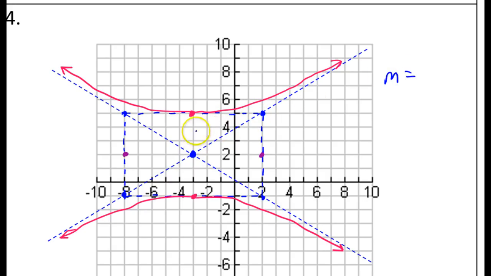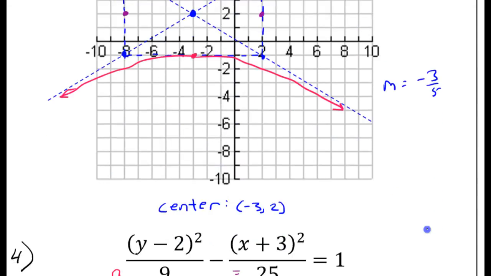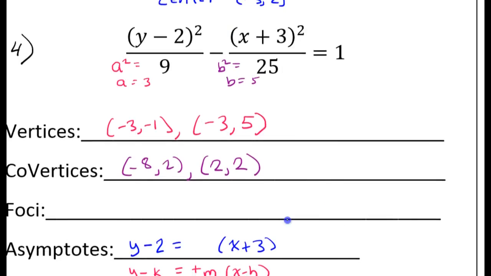So hopefully you can see that this is up 3 and over 5, which is really the a value and the b value. So that's the slope. For the lower equation, the slope is negative 3 over 5 because it's down 3 and right 5. So put those together and you have plus or minus 3 over 5. So that's it for the asymptotes.